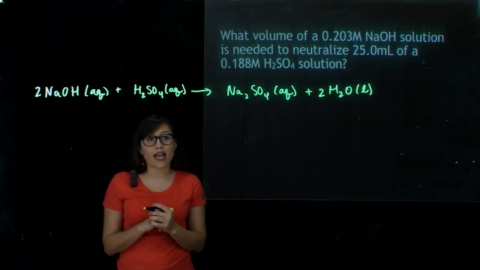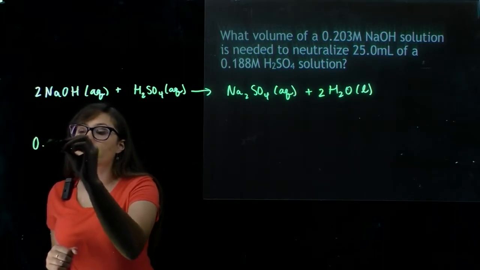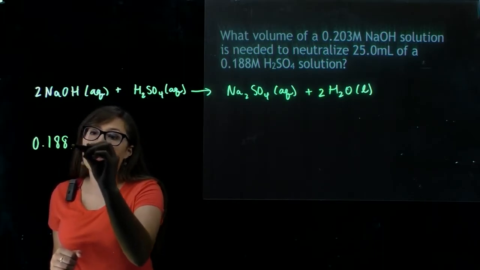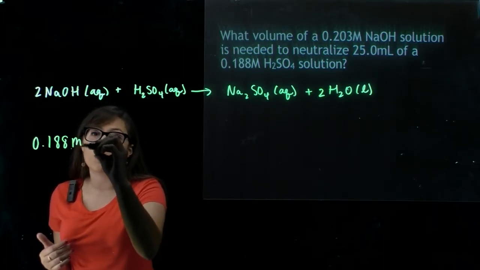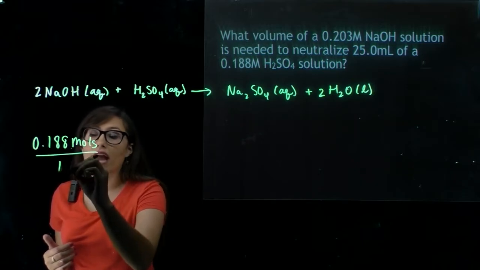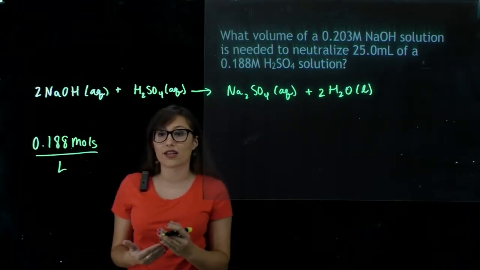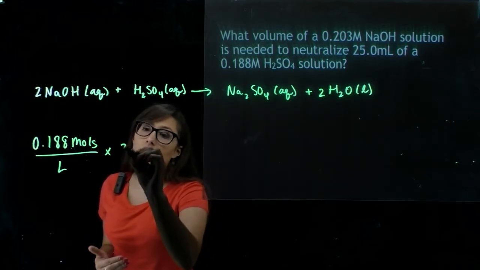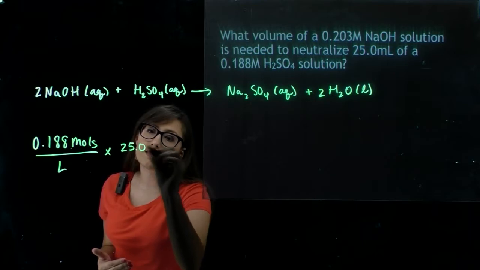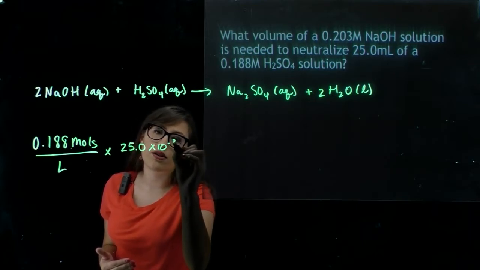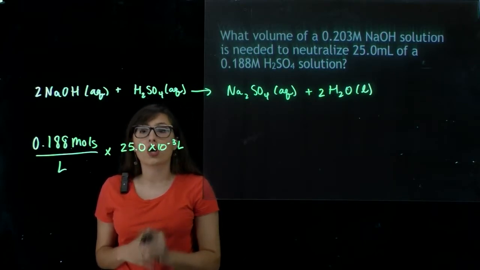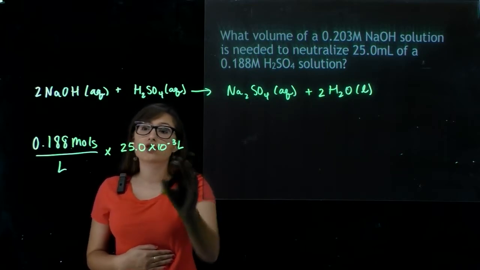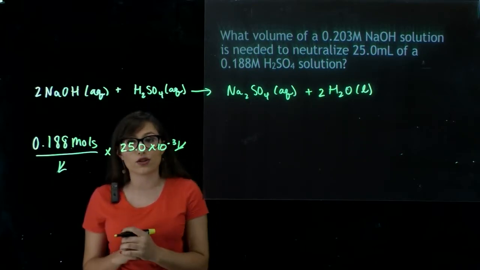So the very first thing that we have to do is convert 0.188 molar, which is moles per liter. You have to make sure you know what molarity stands for and the units associated to it, multiplied by the 25.0 times 10 to the negative third liter solution. You want to make sure that you converted that milliliters to liters in order for you to cancel out units.